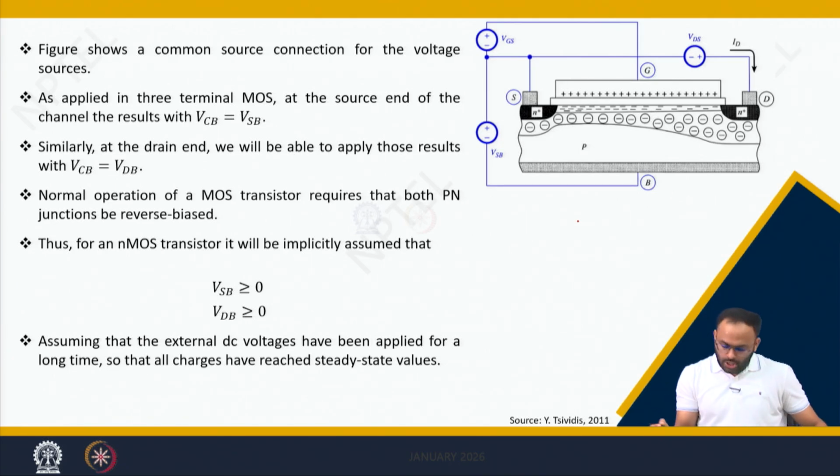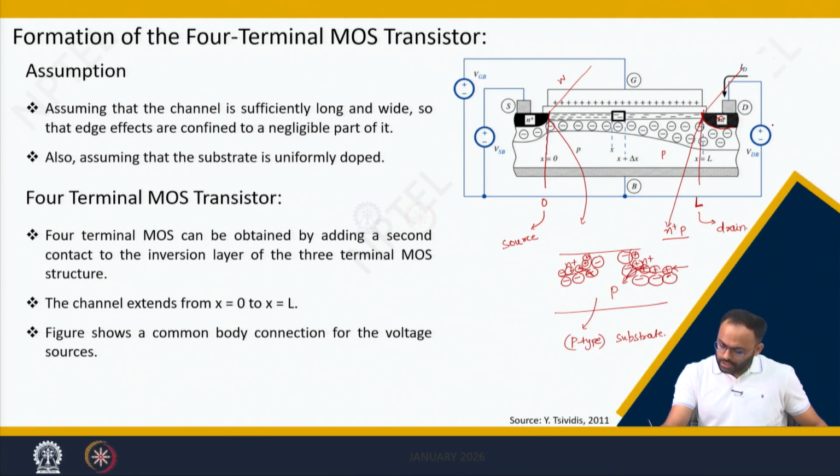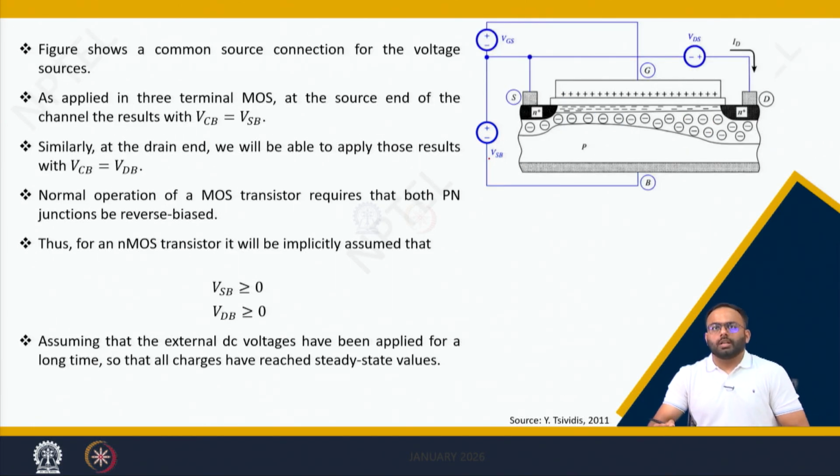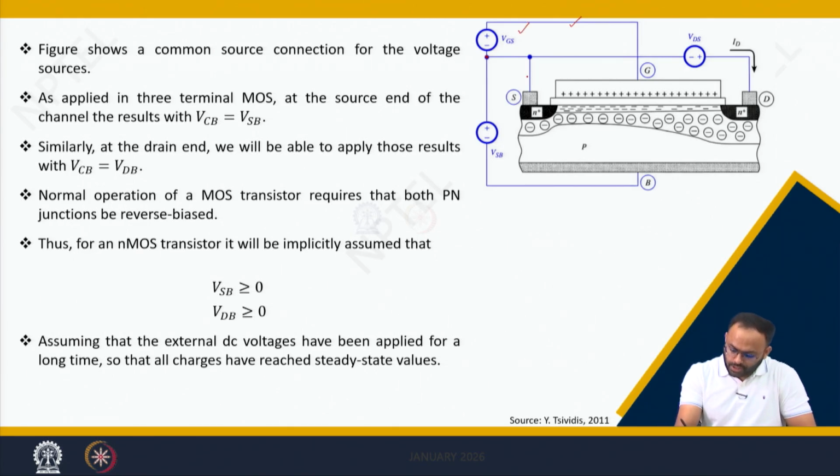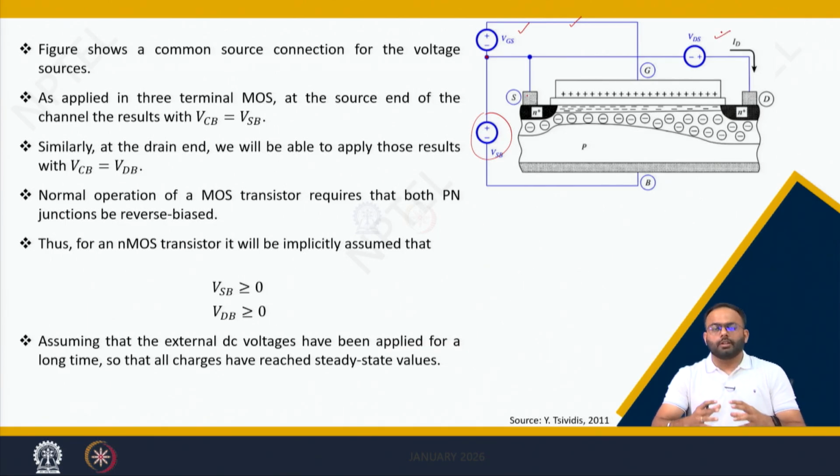If you see the earlier figure, it is with respect to the body terminal as reference. That is why we are applying VDB, VGB and VSB. But if we change our reference point to the source, then the figure can be drawn like this, where source is the reference point. So we do have VGS where source is the reference point, VSB and VDS. We will analyze from the viewpoint of VSB, VGS, VDS, and also when we take body as a reference.